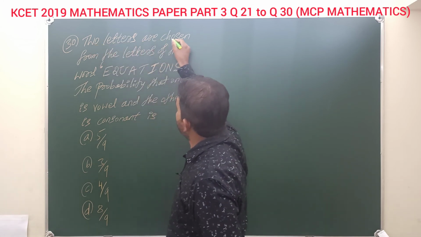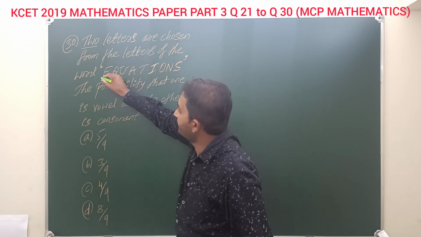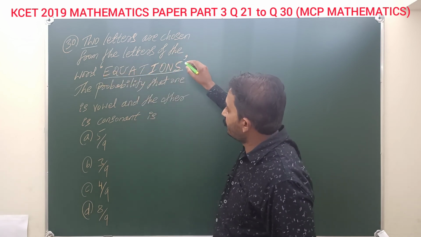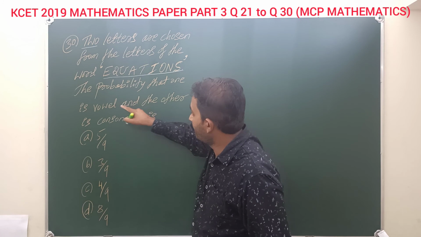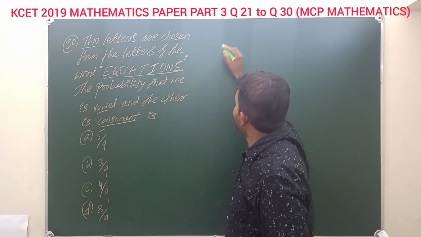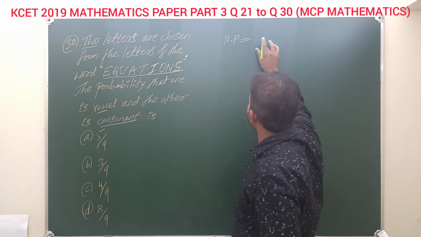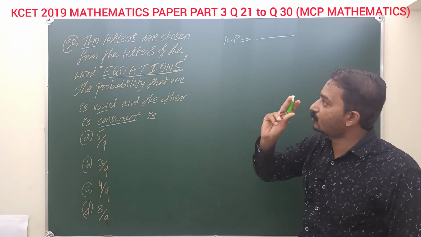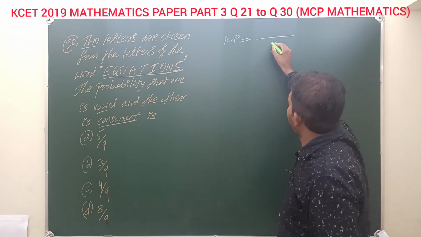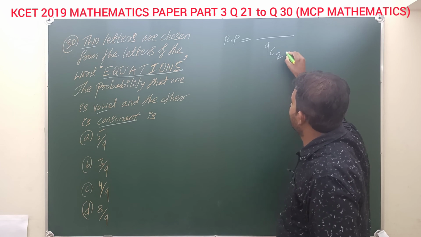Two letters are chosen. Important. Two letters are chosen from the letters of the word EQUATION. In this case, we have to find out the probability that one is a vowel and another one is a consonant. So easy. This is the required probability, that is favorable cases divided by total cases. Here in this case, two letters are chosen, so the number of total cases is 9C2 ways.